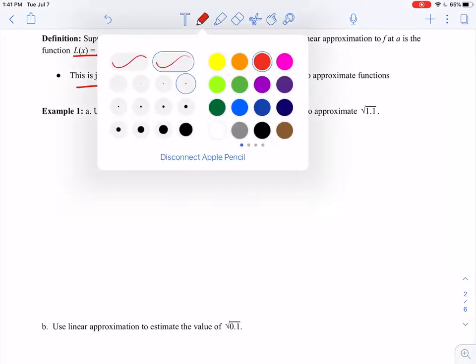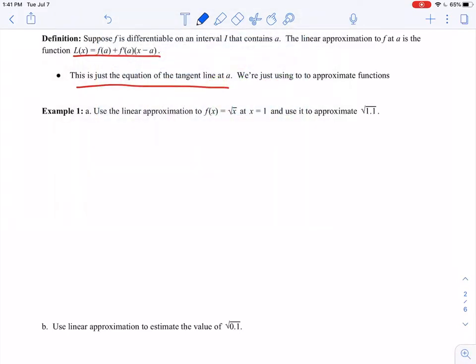So let's look at an example. Here I would like to, in example 1a, use the linear approximation to f of x equals square root of x. So this is the function I'm trying to approximate at x equals 1. So this is the x value that I'm going to build my approximation around. And then once I have that, I'm going to use that to estimate the square root of 1.1. Because this is my end goal. I'd really like to get an idea of, well, what's the square root of 1.1?